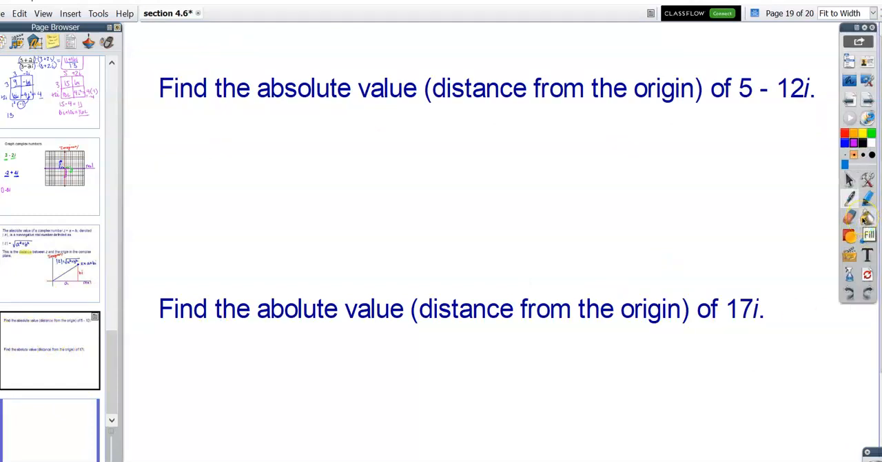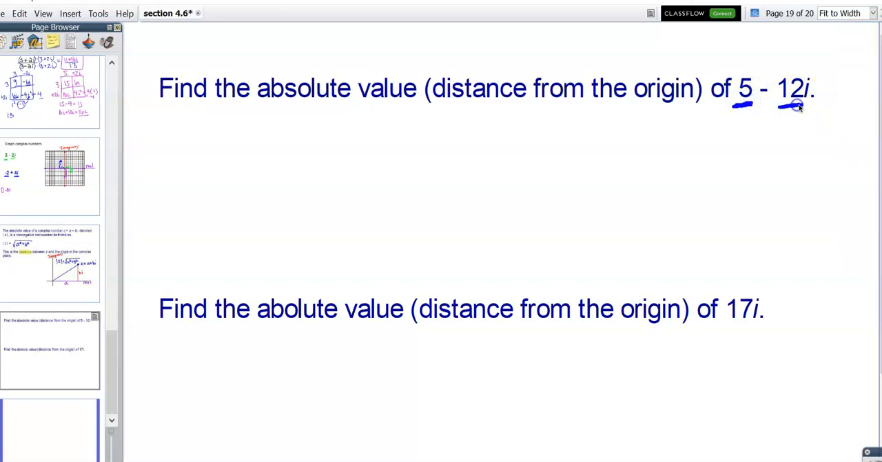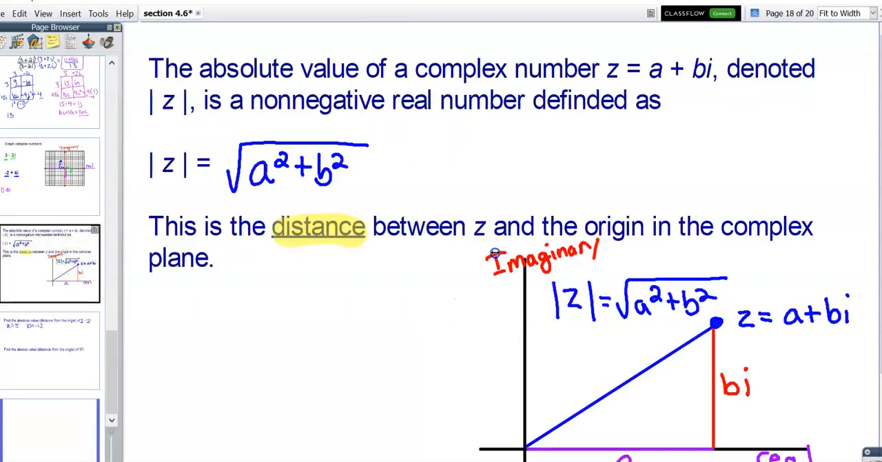We are being asked to find the absolute value or distance from the origin of 5 minus 12i, I'm sorry. Step 1, find your constants. a equals 5. b equals negative 12. I'm going to come back to the previous slide. We said that the absolute value of z is the same as the square root of a squared plus b squared. We have a and b picked out. Now we just need to substitute it in.